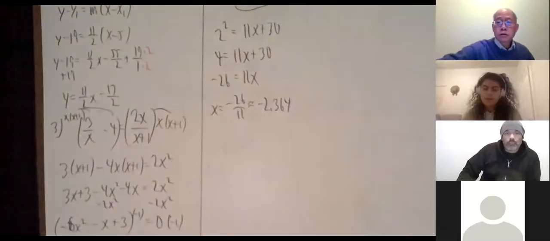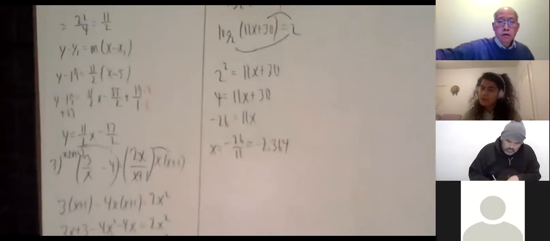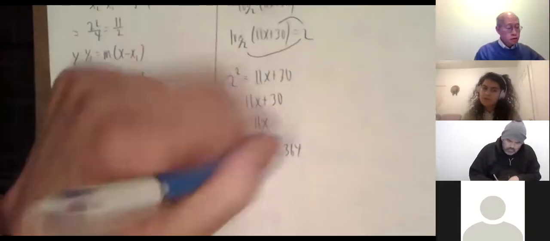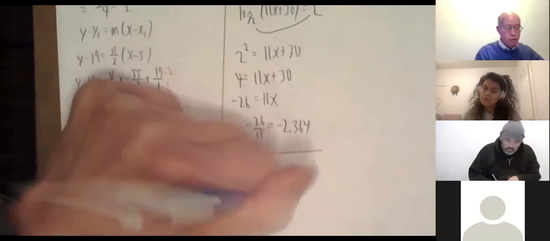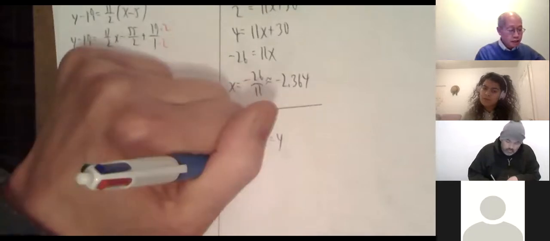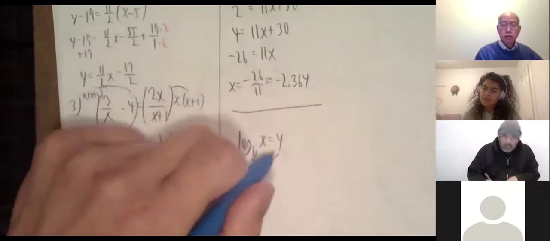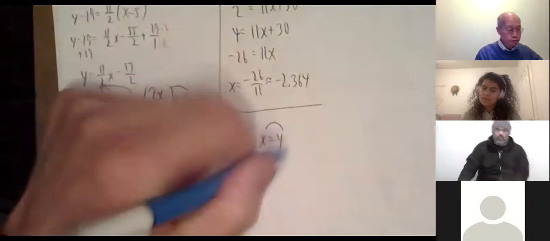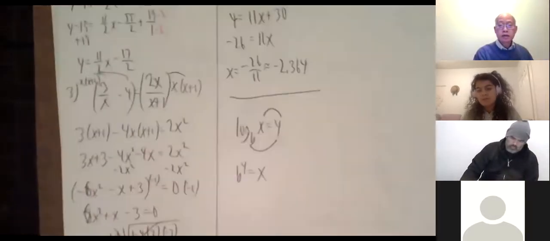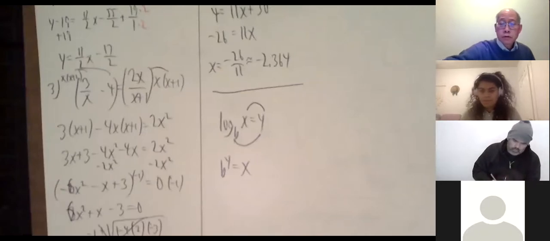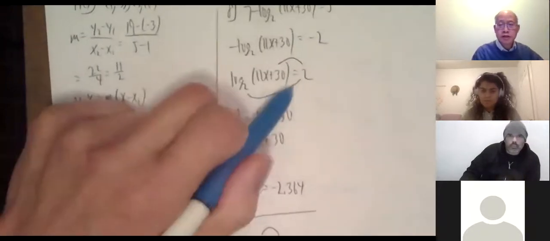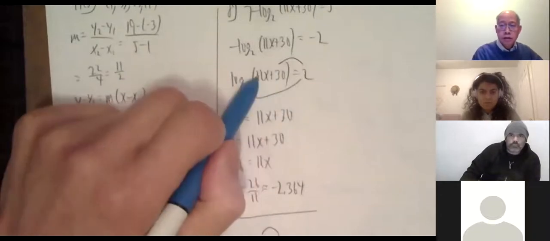Dr. Holm, can you explain the log rule real quick, what you did up there with the log 2? Okay, so in general, I'll just explain in general, log base b of x equals y. Whenever you get an equation like this, it means the base is b, you go across the equal sign for the exponent and you come back in for the result. So b to the y is equal to x, is the way it should be. Okay, so in this particular case, 2 to the second power is 11x plus 30.